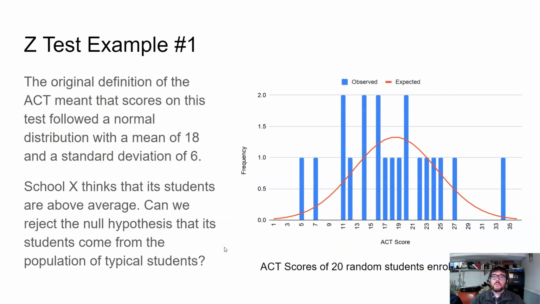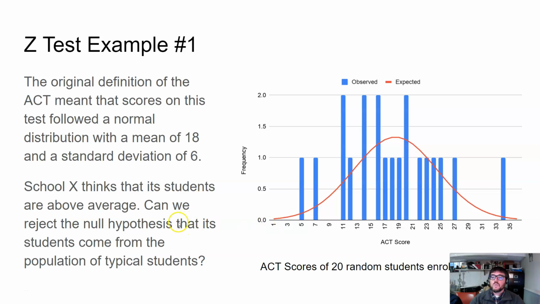So let's walk through an example, which hopefully will make more sense. So this first one, we're going to talk about ACT scores. The original definition of the ACT described a distribution with a mean of 18 and a standard deviation of 6. And that's what's shown here in this red curve.